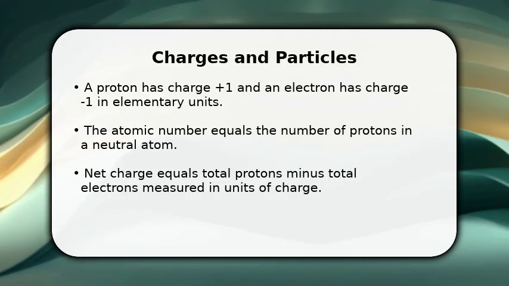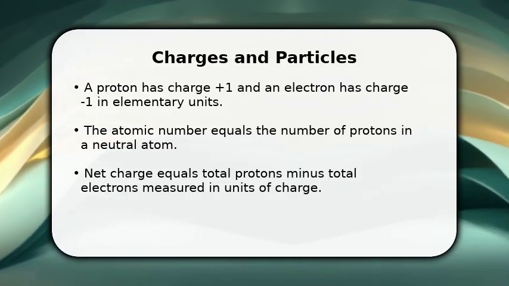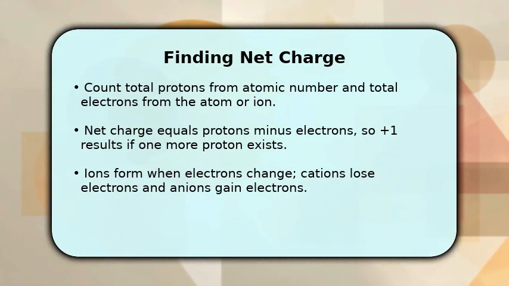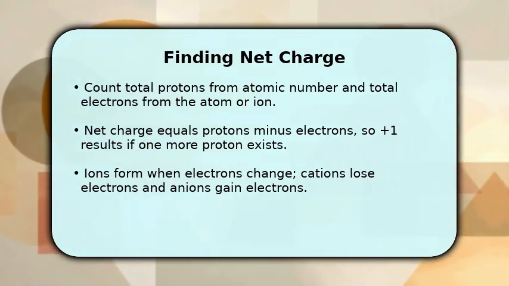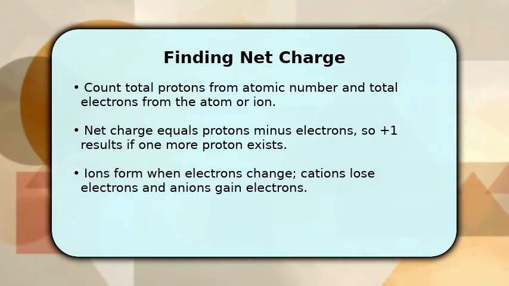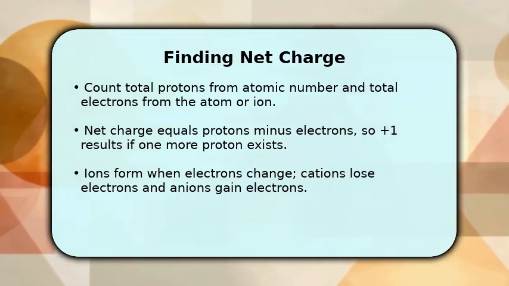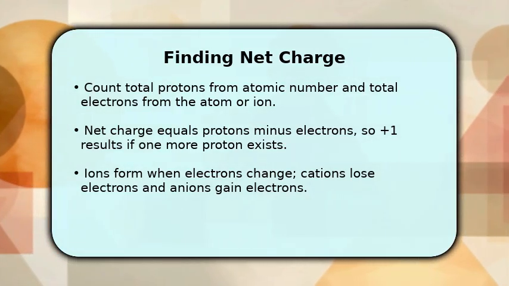Remember that net charge is the algebraic sum of positive and negative charges in the particle collection. To find net charge, first count total protons from the atomic number. Next, determine the total electrons, considering any ionization or charge state given. Net charge equals protons minus electrons expressed in units of charge, such as +1 or -2.